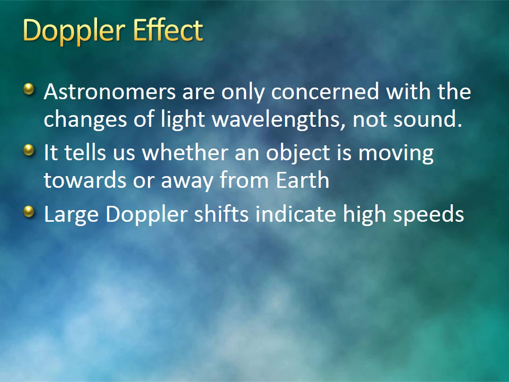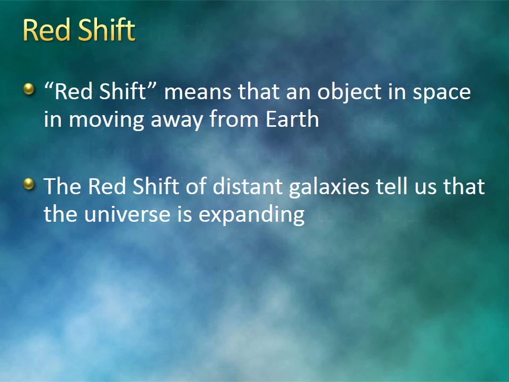So again, astronomers don't really care about sound, but they really do care about changes in light wavelengths because it allows them to see whether objects are moving towards or away from Earth. And really big shifts in the Doppler indicate high speed. And so there's a term called the redshift. A redshift means that an object in space is actually moving away from Earth. And the redshift goes back to the electromagnetic spectrum and the type of wavelength. So redshift again means a long wavelength. It means the object's moving away.